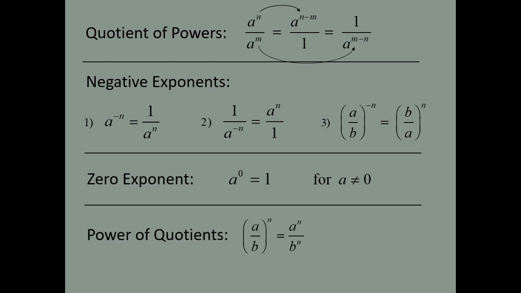And finally, there's one last rule for quotients. When we have a fraction or a quotient raised to a power, we can apply that exponent separately to the top and the bottom, just like we did for products. And we can check this easily. x over y to the third power, for example, can be written out the long way, and we see that we multiply 3 x's in the numerator and 3 y's in the denominator.